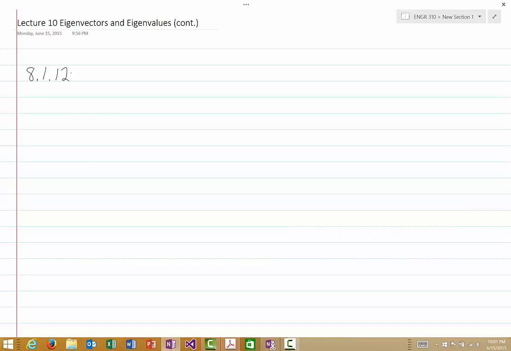8.12. We want to find all the eigenvectors and eigenvalues of the following matrix: 3, 5, 3, 0, 4, 6, 0, 0, 1.